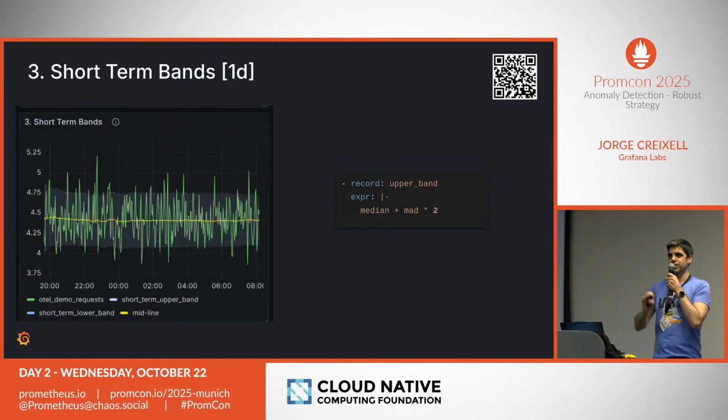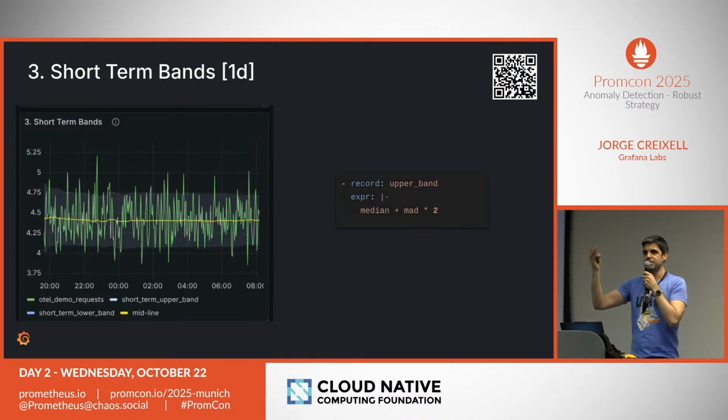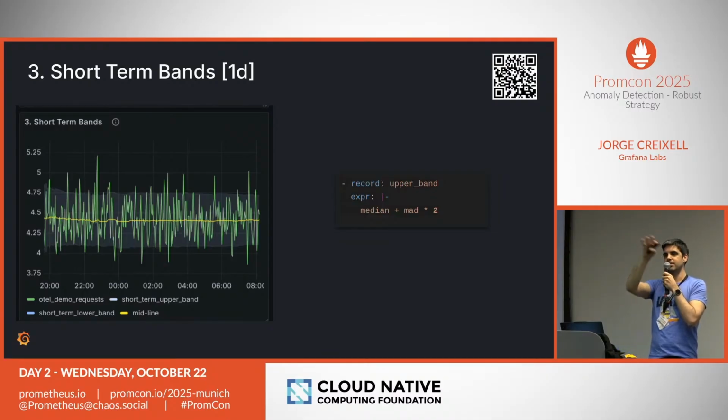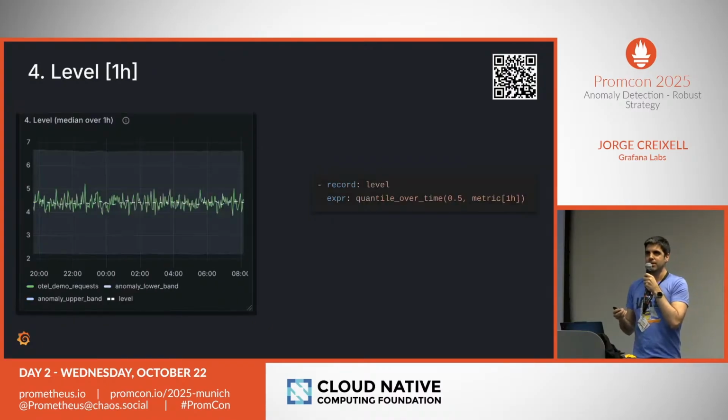And once you have these two things together, you just basically do the median, so the middle line, and you add the MAD that you calculated times a constant. In this case, I just chose 2, and you can draw these boundaries that you see above and below.